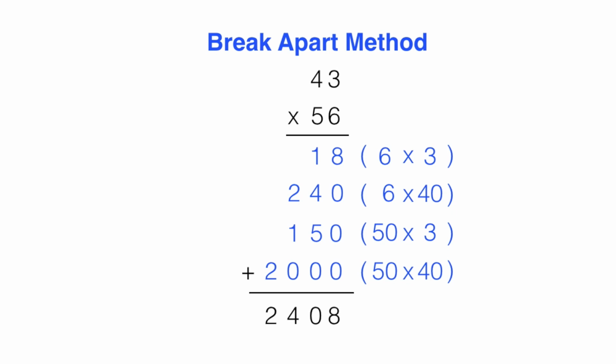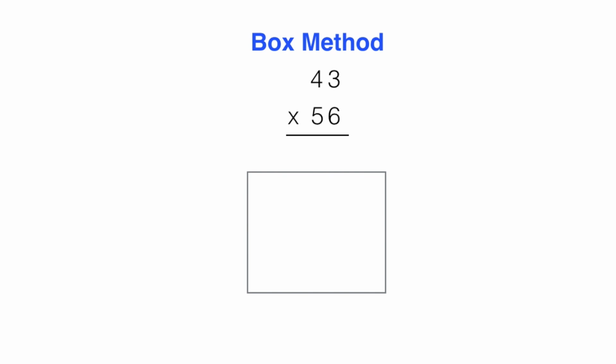Lastly is the box method. This is where I'm going to break my problem up based on place value and put it in my matrix to do 4 smaller problems. So I'm going to have my square, break it into 4 separate sections, and then what I'm going to do is take each place value and put it on top. So my 43 is going to break into 40 and 3, and my 56 is going to break into 50 and 6. Put my multiplication sign in the corner, and then I'm going to go around the box.